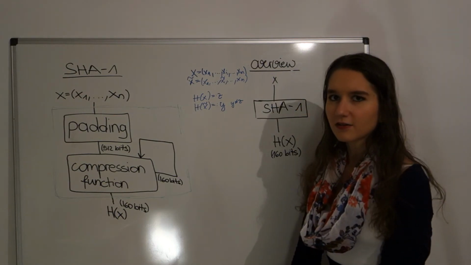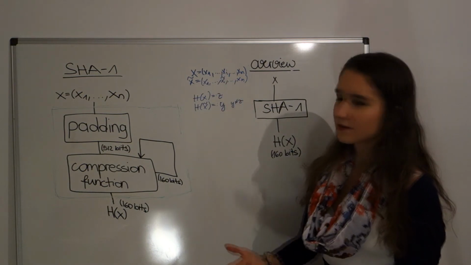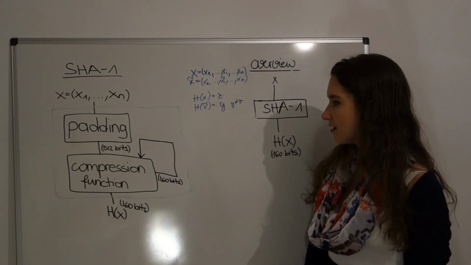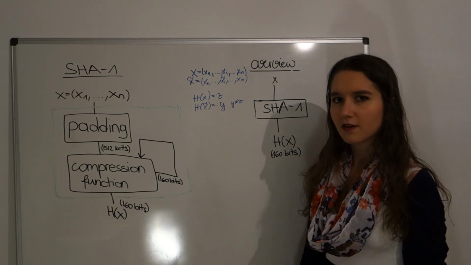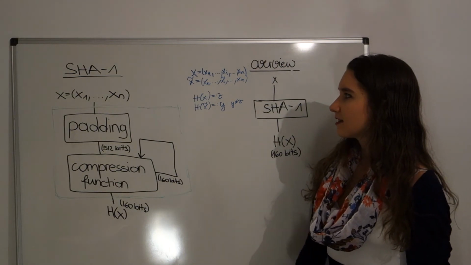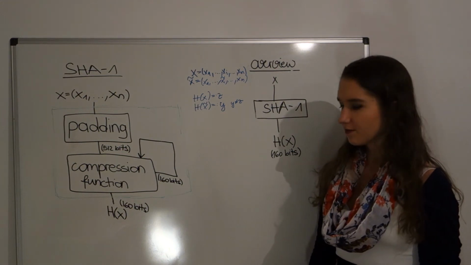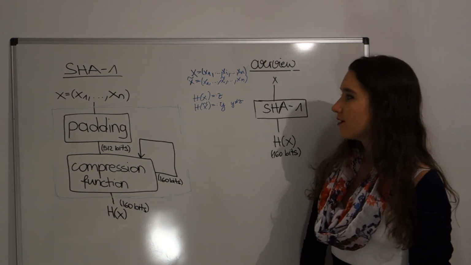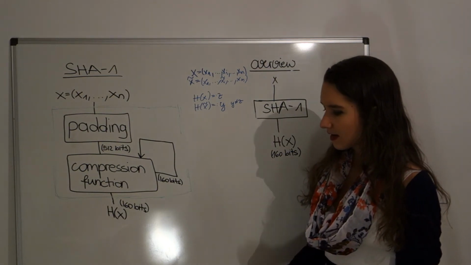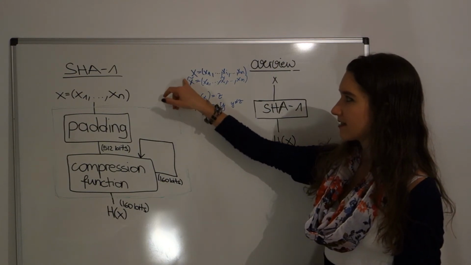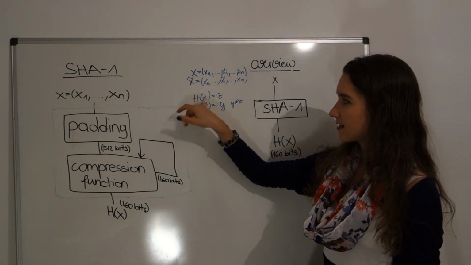It's not possible that there are no collisions, because you have many more inputs, since they could be of arbitrary length, so you can have many more inputs than outputs. That means that there will always be some different inputs having the same output, so having the same hash. But it should be very, very difficult to calculate a different X tilde that has the same hash as X had.